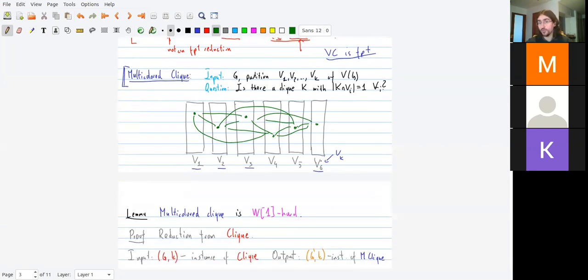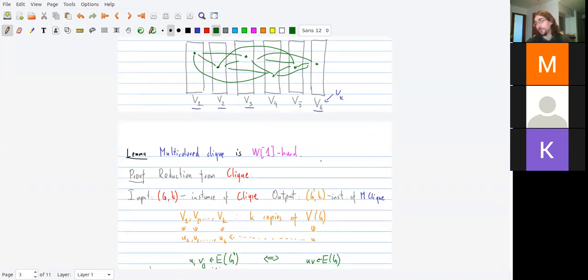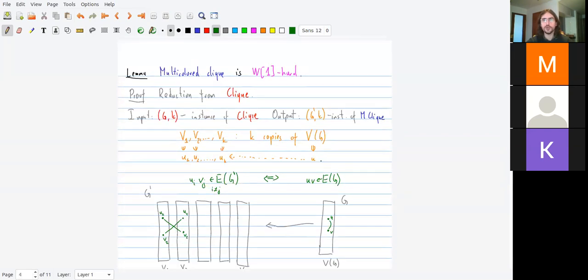So this is a parameterized problem. So we can ask whether it's FPT or not. And actually it's probably not. So now I will show you that this problem is W-hard. So probably it does not admit an FPT algorithm. And therefore, because it's W-hard, it can serve as a base for further reductions. So so far we know only two W-hard problems, the clique problem and the independent set problem. Let me reduce from the clique problem.